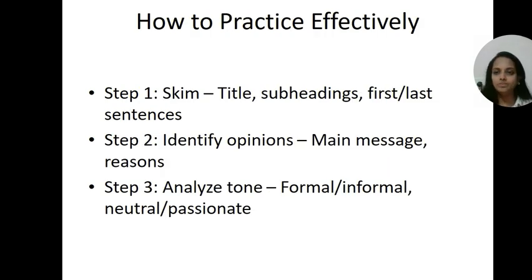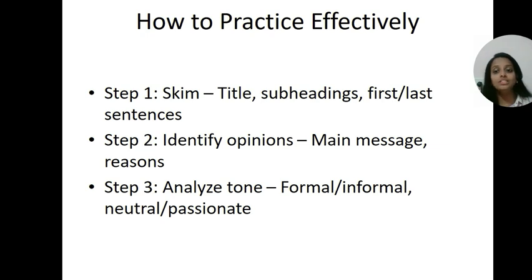Let's talk strategy. You have an article in front of you. What do you do? The first step is skim the article first. Don't read every word. Instead, read the title, subheadings, first and last sentences of each paragraph. And keep an eye on anything bolded or italicized. You are not reading for detail, you are just scanning to get the gist of the article. So, that is the first step, which is skimming.